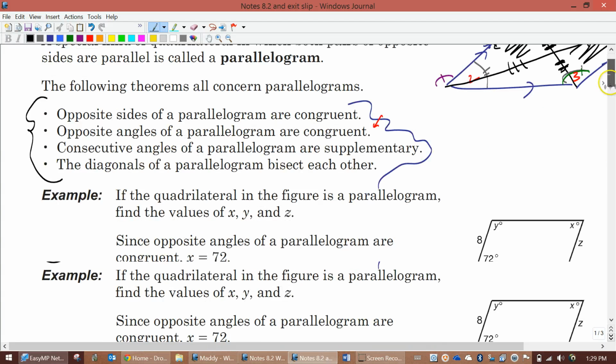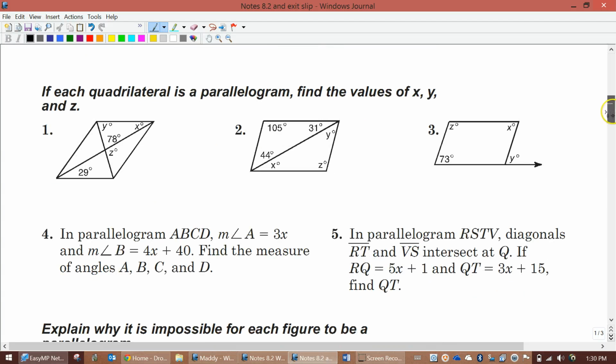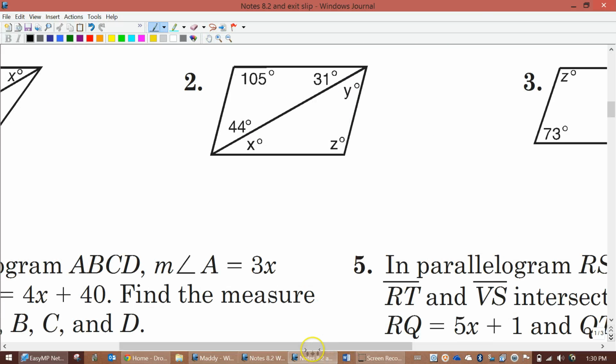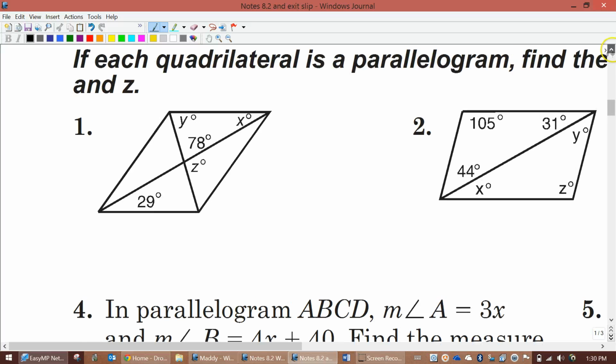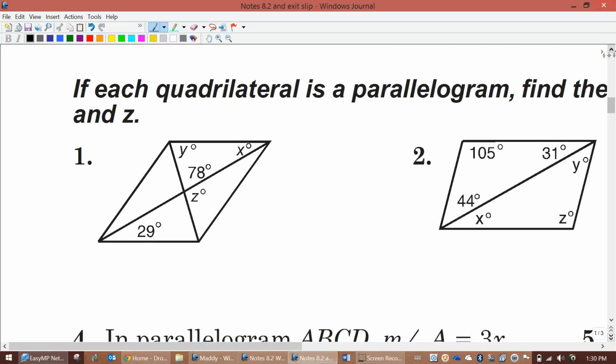All right, let's look down below. Let's do these problems. These are great problems. I love doing math problems, especially math problems about parallelograms. If you read the directions, if each quadrilateral is a parallelogram, I'm telling you it's a parallelogram. Those properties up above only hold true for parallelograms. They do not hold true for every quadrilateral. They only hold true for parallelograms.